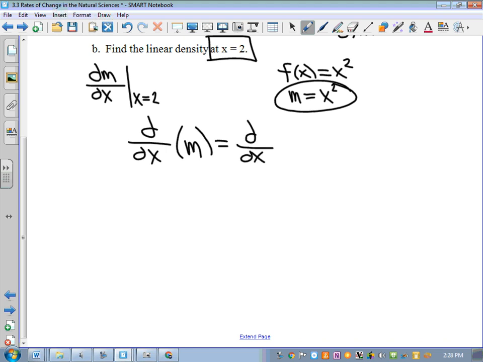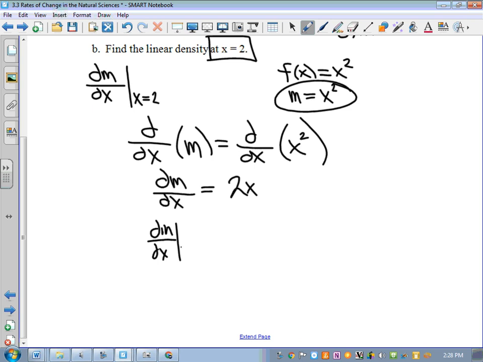What that gives me is the left-hand side just becomes dm over dx, because the derivative of m is dm over dx. On the right-hand side, I get 2x. Now, you could write dx over dx there, but you really don't want to, because that is going to cancel to yield 1. The rate of change of x with respect to x is always 1. The last part of this then is, if I want dm over dx when x is equal to 2, I am simply going to substitute 2 in. And I get that it is 4 kilograms per meter. And that's an important conversation: if I were to use a different x value, we would get a different density at that point.